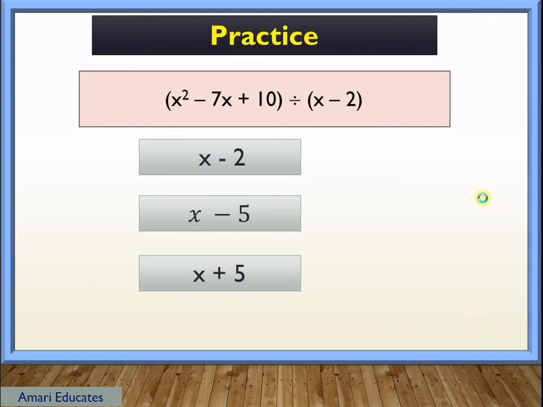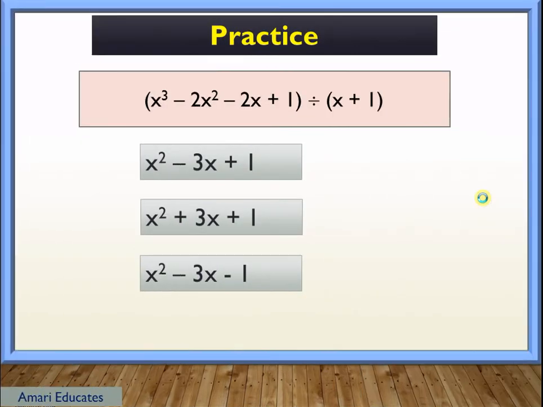Time is up, and the correct answer is x minus 5. Let's have more practice. The quantity of x cubed minus 2x squared minus 2x plus 1 is divided by the quantity of x plus 1. Once again, pause the video if you still need more time. Let's start the time.